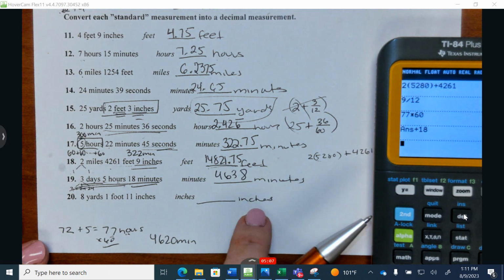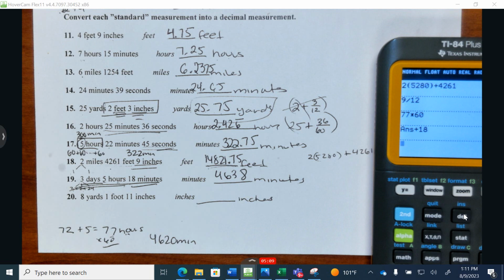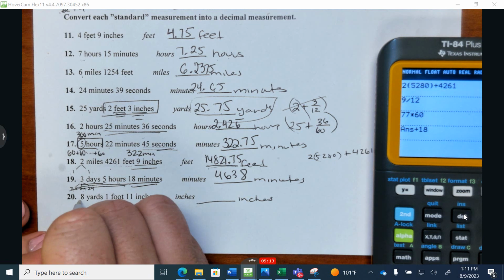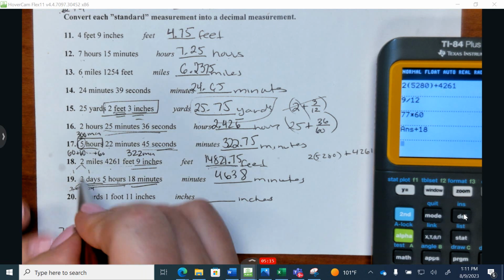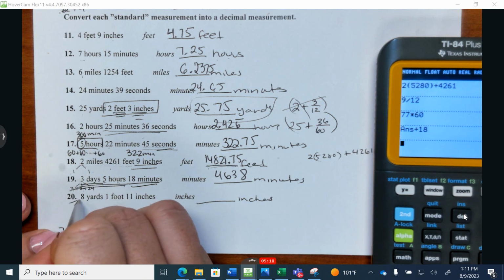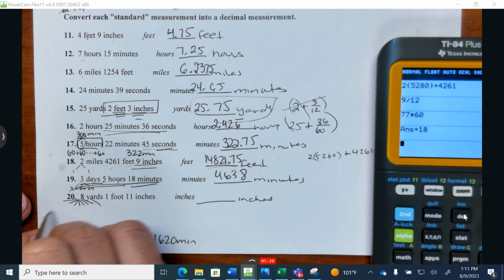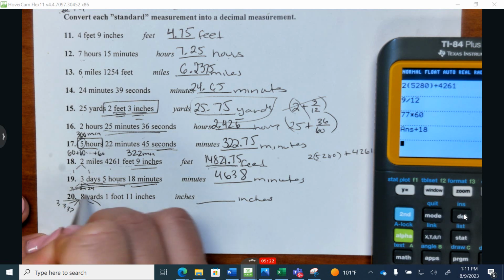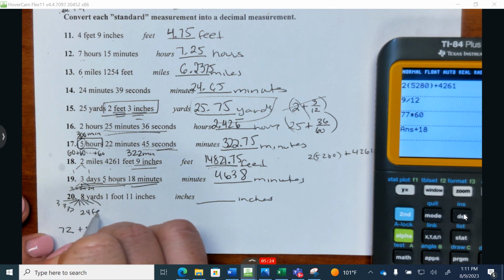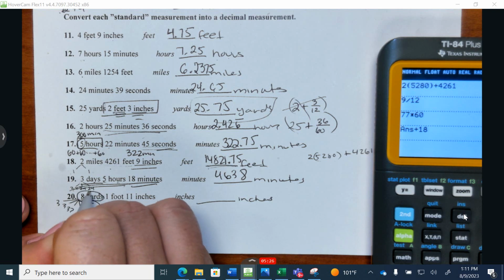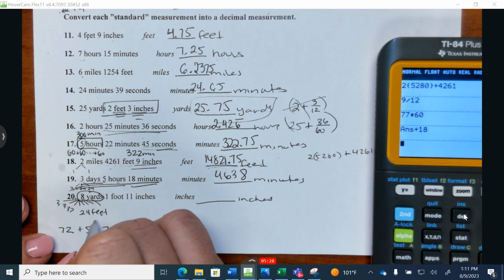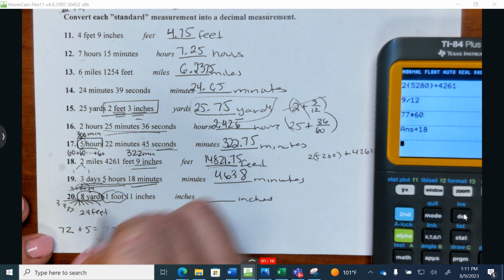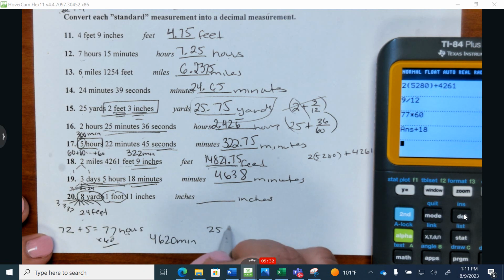And lastly, we're going to go all into inches. I'm going to do it just like I did number 19. So I know each one of these yards consists of 3 feet because 1 yard is 3 feet. So if I did 8 of these, each one of these would be 3 feet. Well, 8 times 3 is 24 feet. What I'm telling you is 8 yards is equivalent to 24 feet. Plus we have another foot here, so I'm up to 25 feet.